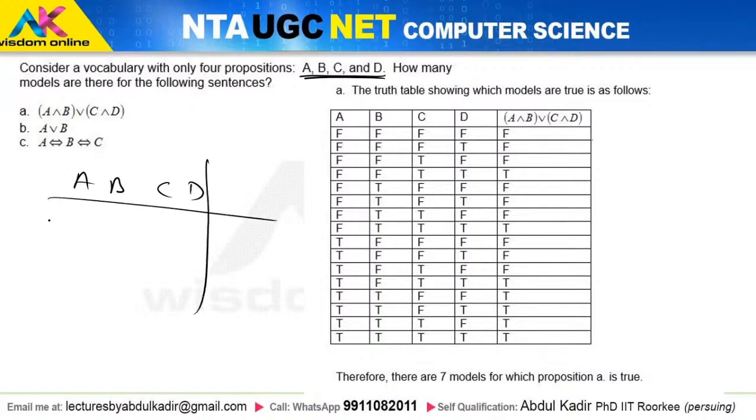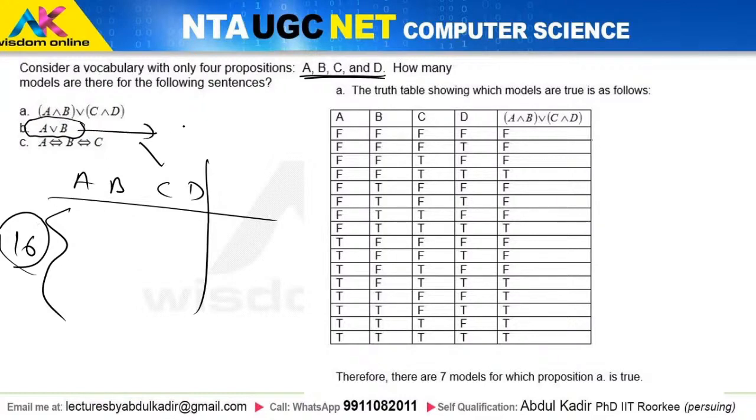With 4 propositions, how many rows will be there? Total 16 rows will be there. Why did you make the mistake? Because you were focusing on only A, B. You should focus on the complete question. The complete question is saying that there are 4 propositions A, B, C, D. So when you have these 4 propositions, total 16 rows will be there.